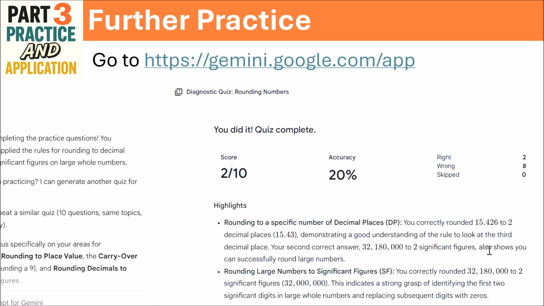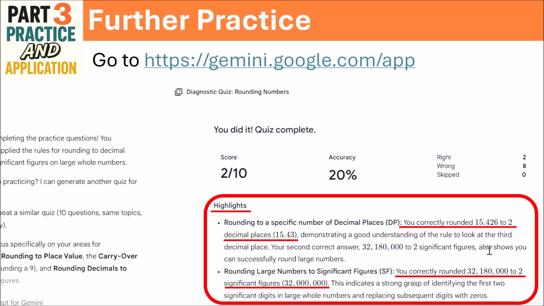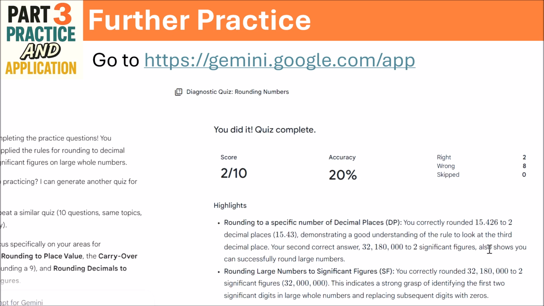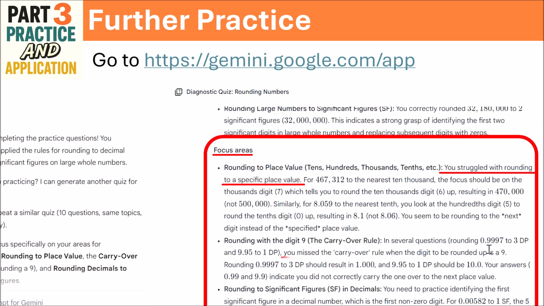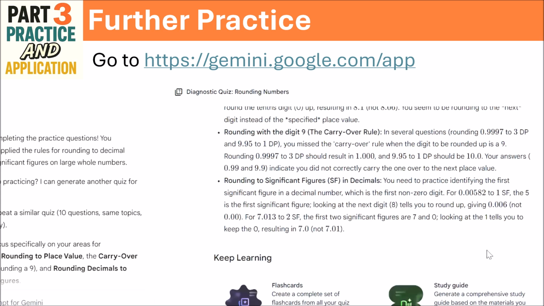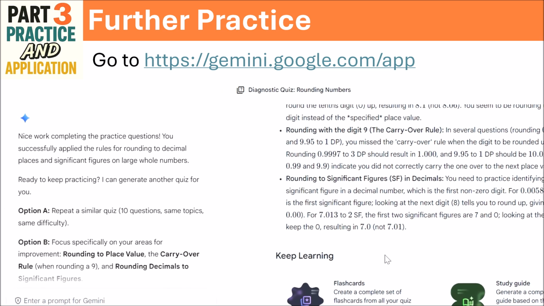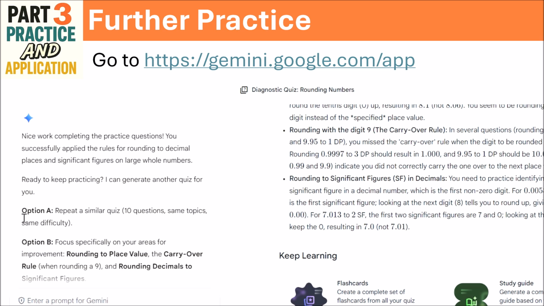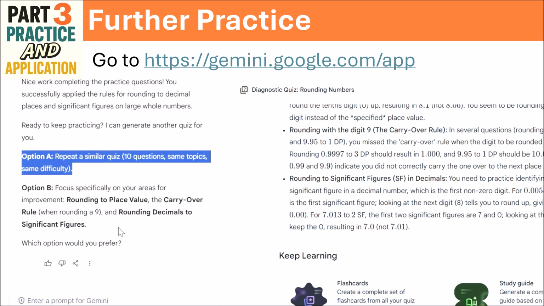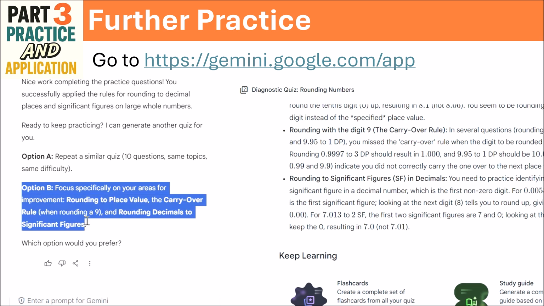When you are done, Gemini will give you an analysis of your performance. Based on your inputs, it tells you what your probable strengths are, and what your probable areas of weakness are, and offers you further help in the form of study guides, flashcards, and further practice on everything or on just your areas of weakness.